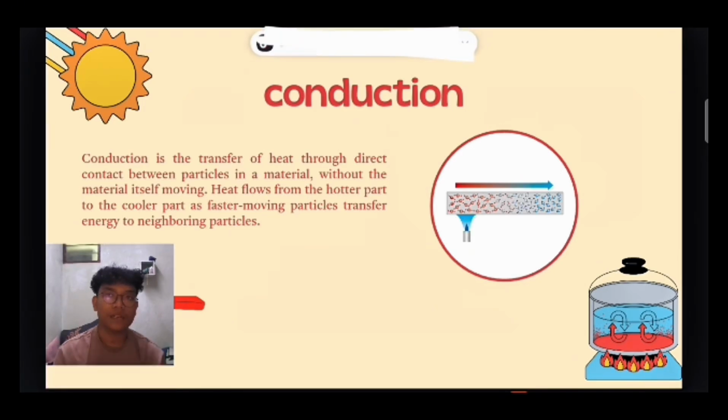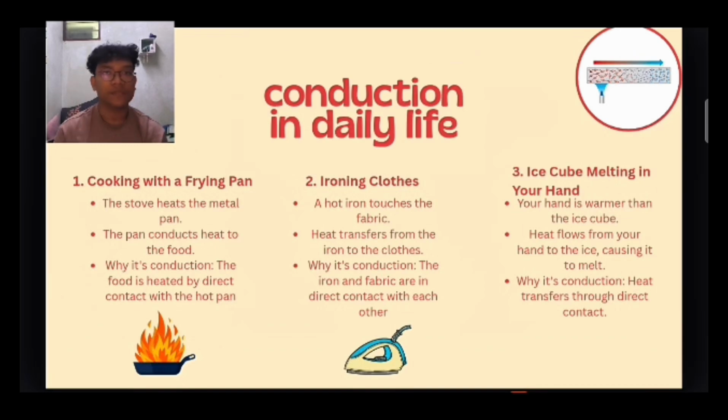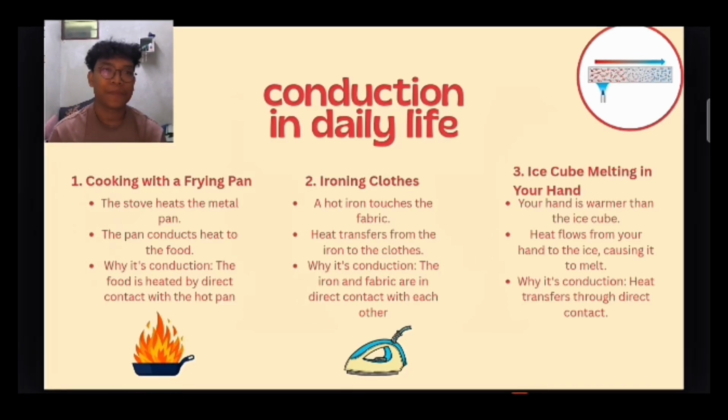The daily life examples of conduction are, the first one, cooking with a frying pan. Second one is ironing clothes. The third one is an ice cube melting in your hands. The ice cube melts in my hands or on a surface because the heat from the hot one goes to the ice cube, then it will melt. That is heat transfer under conduction.